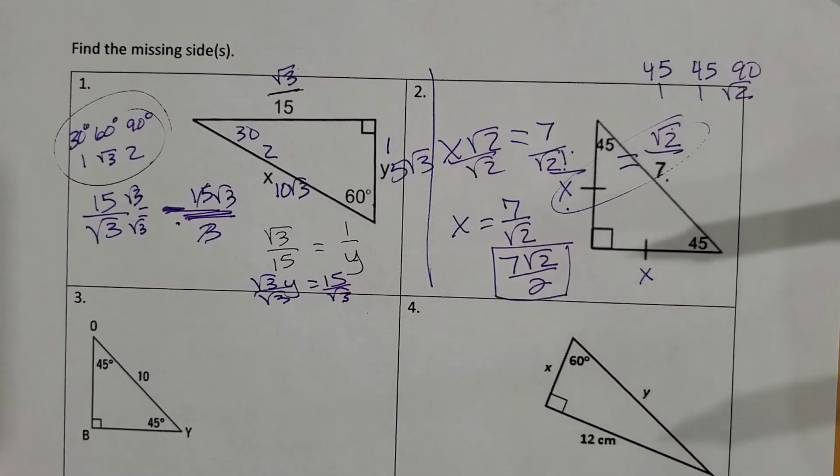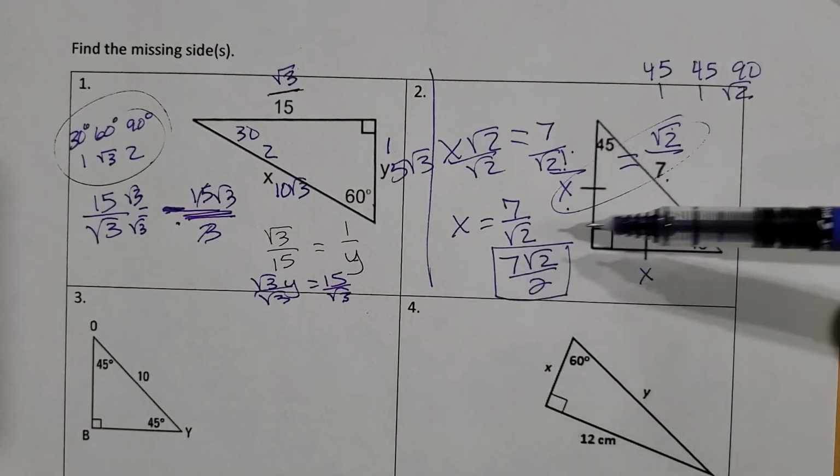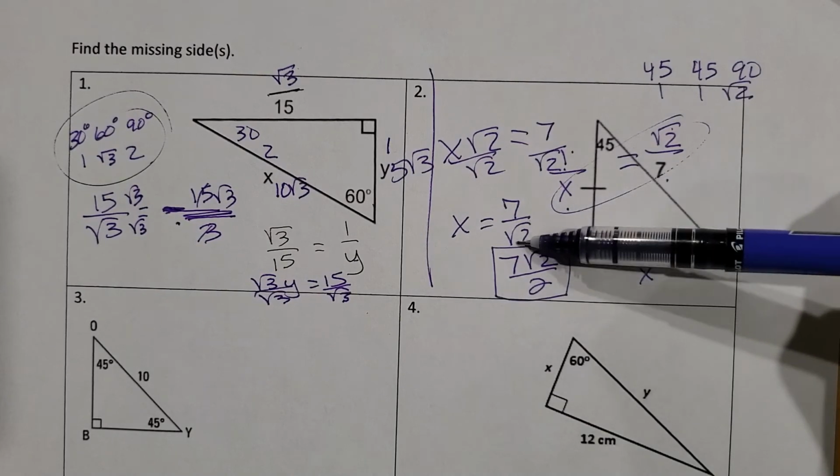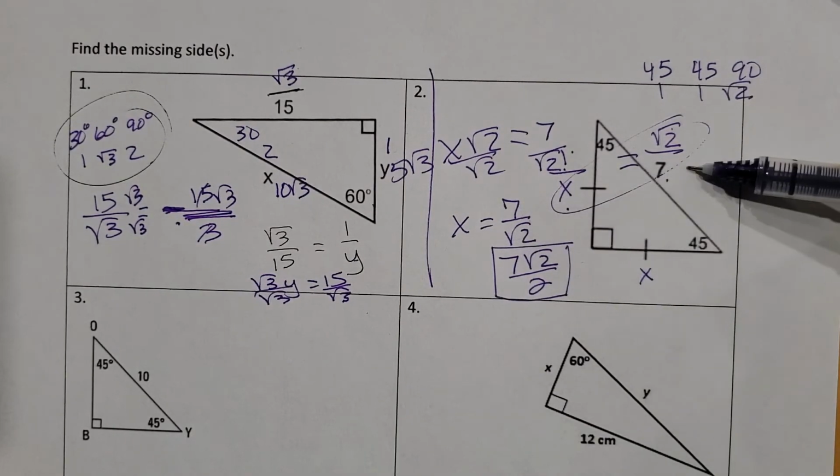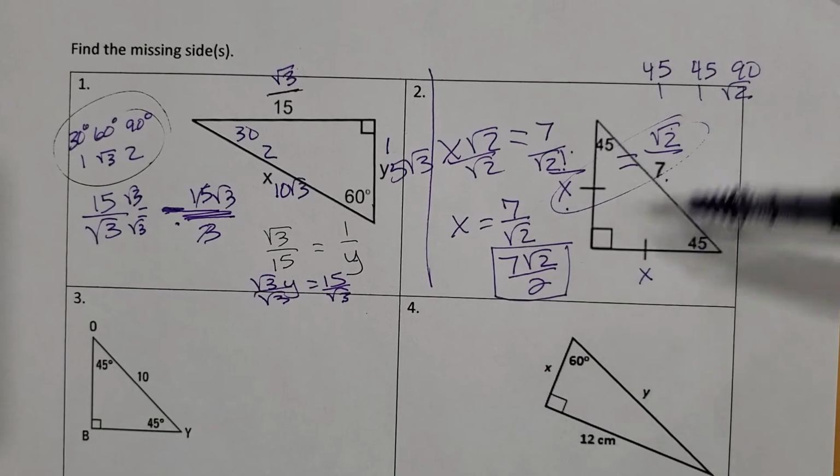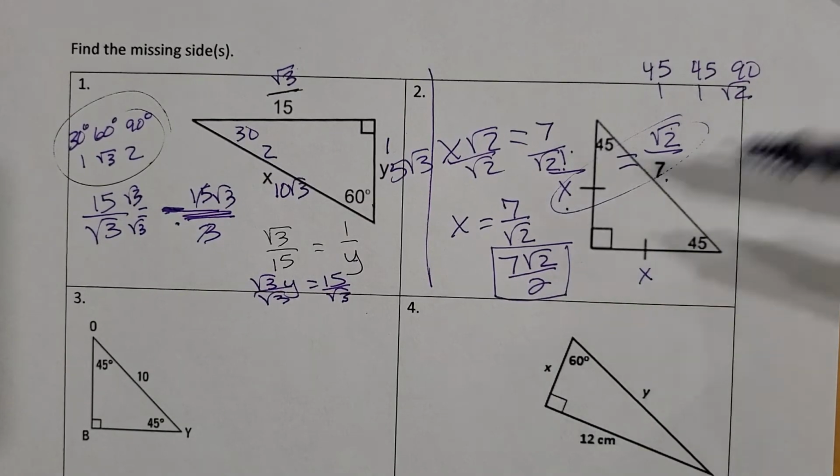All right. And you can double check. If you multiply this by the square root of 2, they would cancel out and you would get 7. So you know that this 1 times the square root of 2 is going to get you your hypotenuse. So you can double check that.